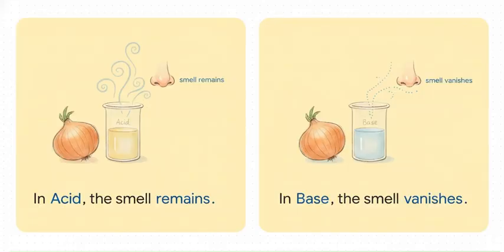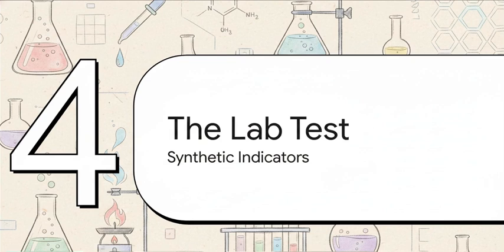So, the crucial point to take away here is this incredibly reliable olfactory rule. With these specific indicators, an acid leaves the original scent perfectly intact, but adding a base, it acts as a sort of chemical eraser, just completely destroying the smell. So it's still a binary test, exactly like our color flip, but we're relying on our nose instead of our eyes. Which brings us to part 4, the lab test, synthetic indicators.